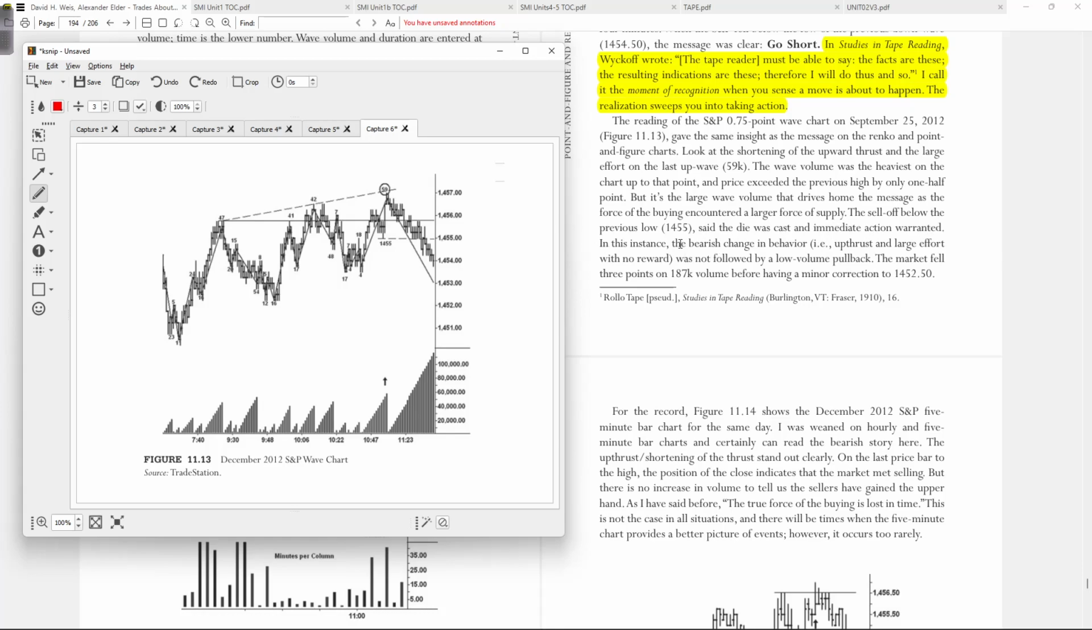In this instance, the bearish change in behavior, that is upthrust and large effort with no reward, was not followed by a low volume pullback. The market fell 3 points on 187K volume before having a minor correction.